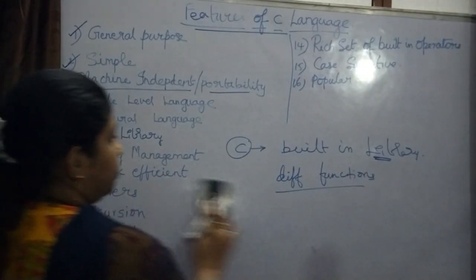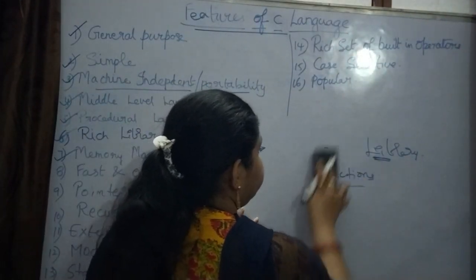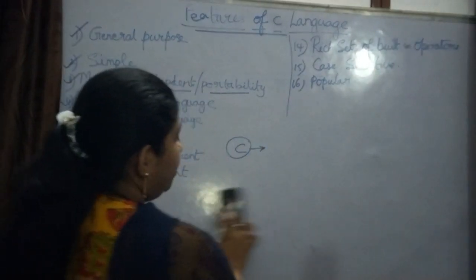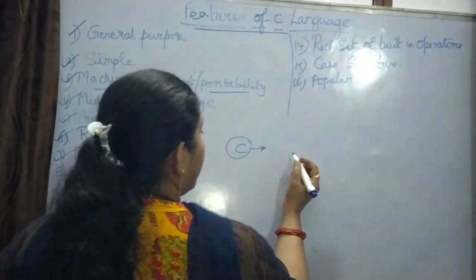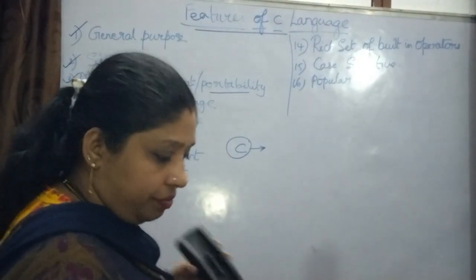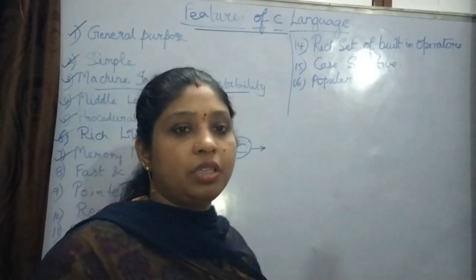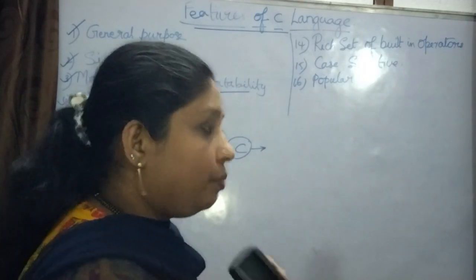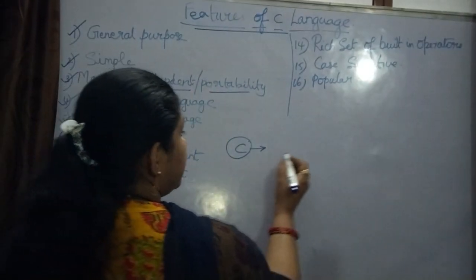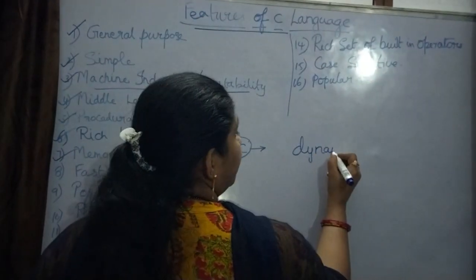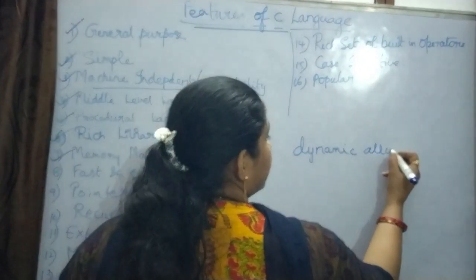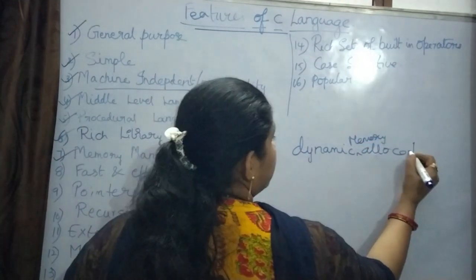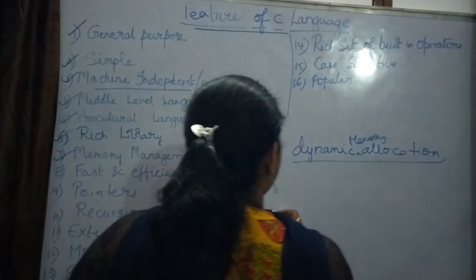Next, memory management. What is memory management? When you write a program in C language, you have to allocate some memory to the variables, constants, and so on. There will be one more video in which you will understand this better. Meanwhile, just think that C has dynamic memory allocation. What is dynamic memory allocation?